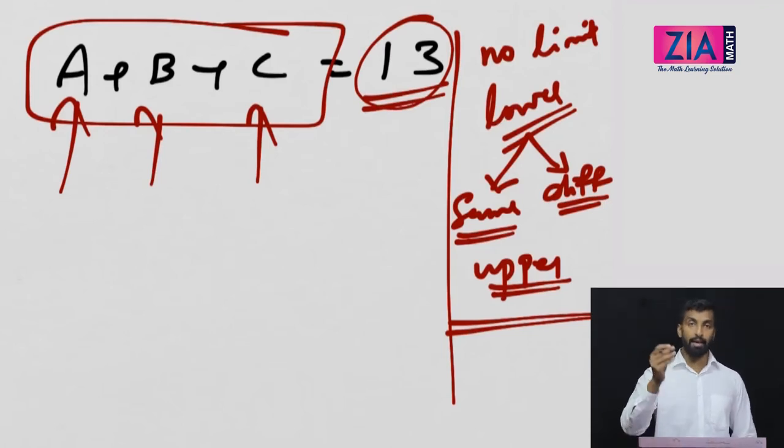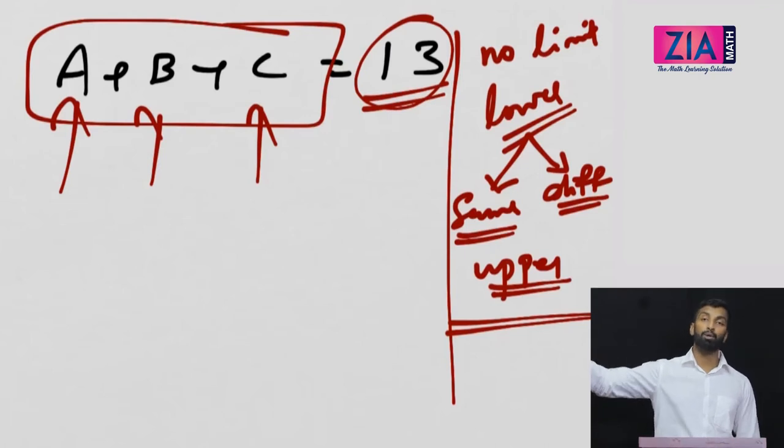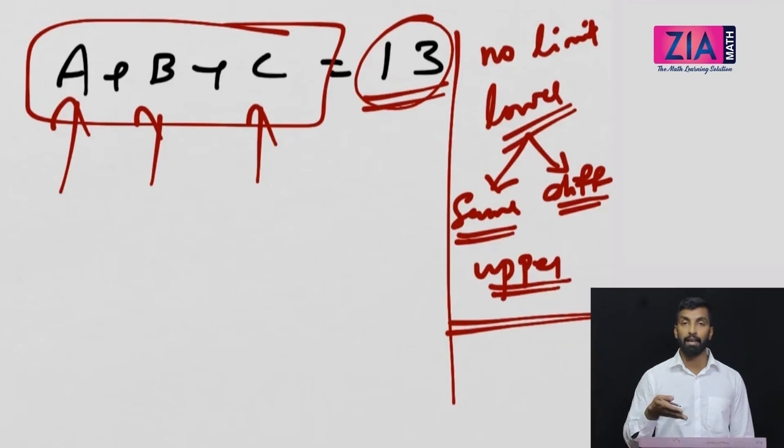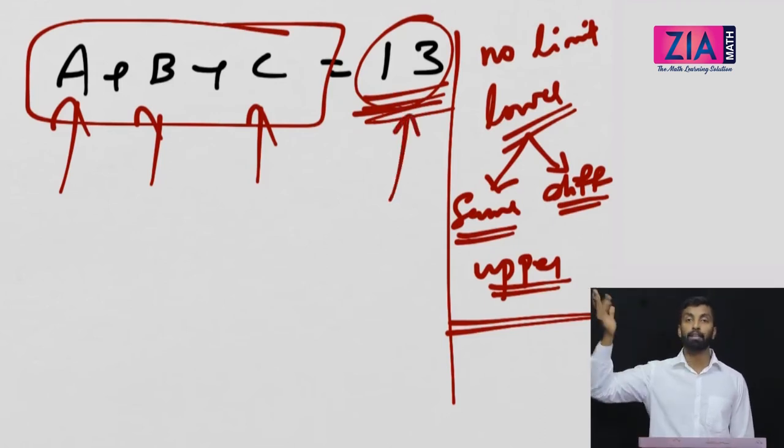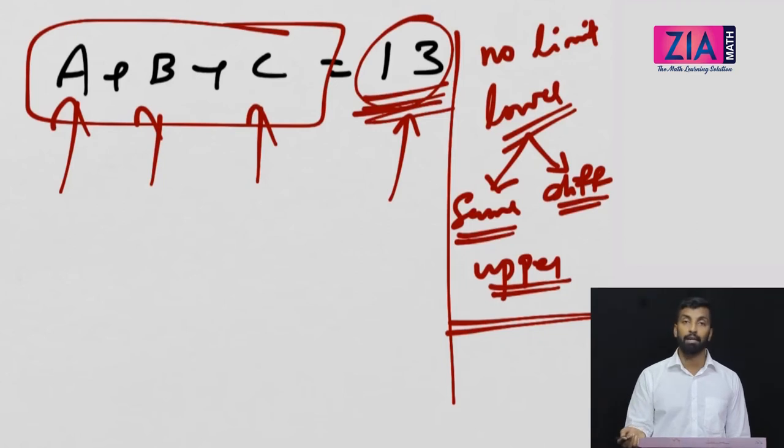No, because at least 13 means I can distribute 14, 15, 16, 17, 18, 1000, 2000, 1 crore, 2 crore, infinity. How many ways? Infinity. I cannot determine the answer. So when the question asks how many ways you can distribute at least 13 chocolates, you understand that the right hand side is varying and can go up to infinity, so you cannot find the answer. So cannot be determined is your answer.